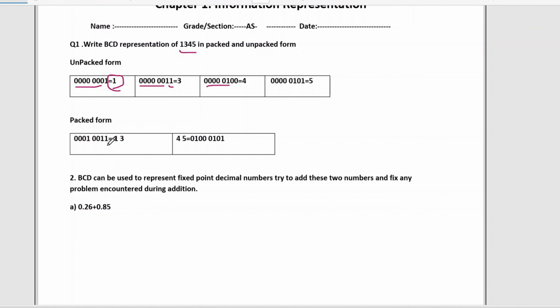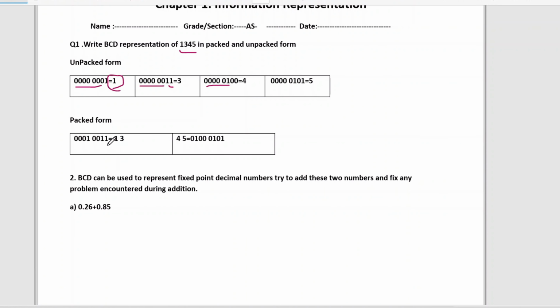If I add 0.26 with 0.85 in maths, what answer do I get? 6 plus 5 is 11, 8 plus 2 is 10, 10 plus 1 carry is 11, so 1.11. Okay, I'm getting 1.11. Now check what these values are equivalent to in binary.